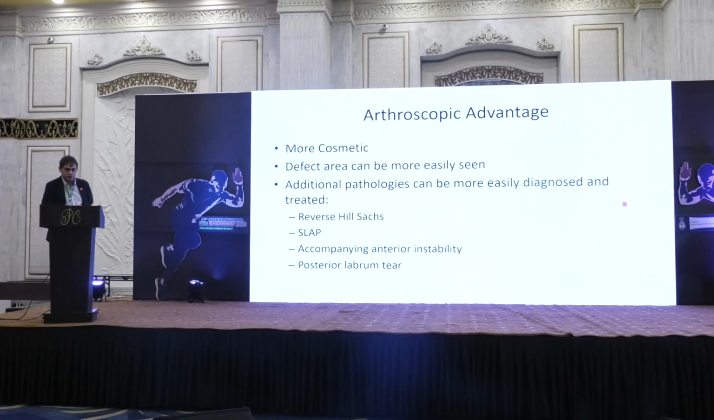There may be a huge reverse Hill-Sachs lesion that can be treated by reverse remplissage, which is called the McLaughlin procedure. You can medialize the subscapularis. If there's a SLAP lesion, you can repair the SLAP lesion. And if there's an anterior instability accompanying it, you can repair that also. And if there's a posterior labrum tear, as I told before, you can also repair that simultaneously.